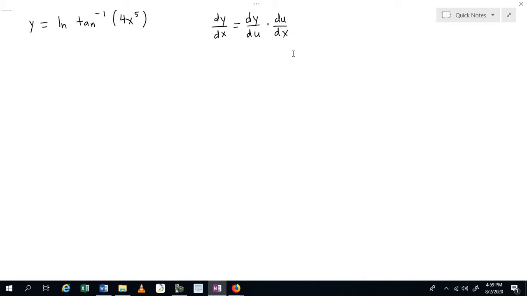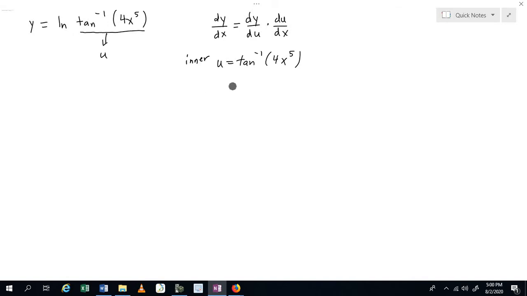Now, we're actually going to have to use the chain rule several times here, so we have to be very careful as we proceed through this. The first time we use the chain rule, we're going to think of this as our inner function. I'm going to label this as u, the inverse tangent of 4x to the fifth, and that's sort of the inner function in this composition.